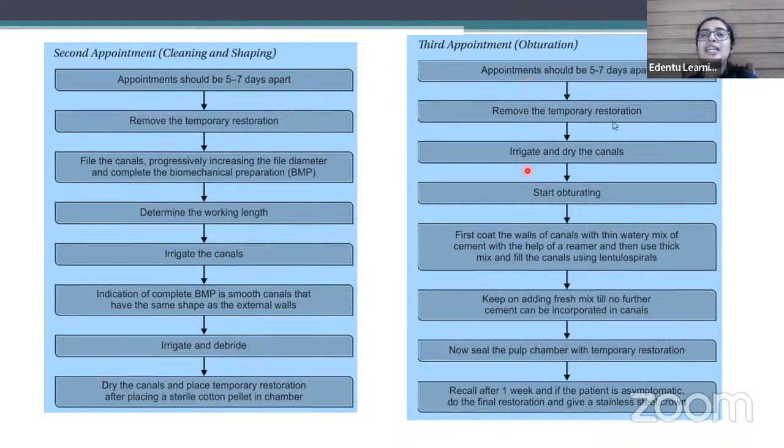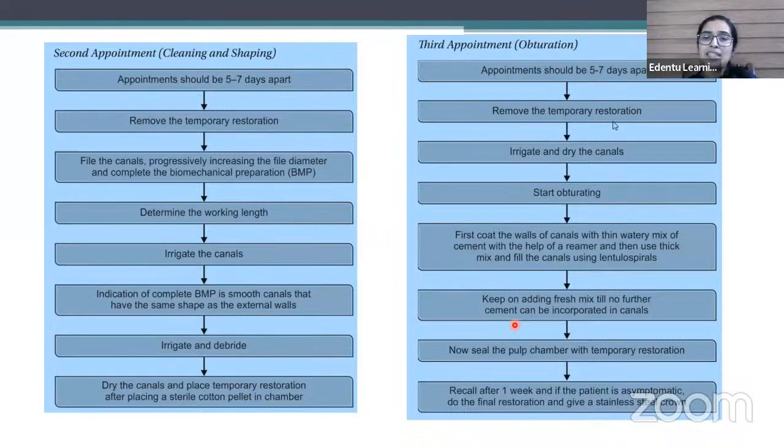Remove the TF, irrigate and dry the canals, and start obturating. First, you have to coat the walls of the canal with a thin watery mix of the cement with the help of a reamer, and then use the thick mix and fill the canals using lentulospirals, which is the ideal choice for filling the root canal filling material.